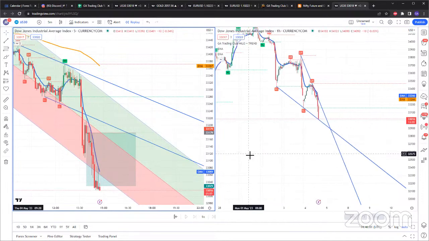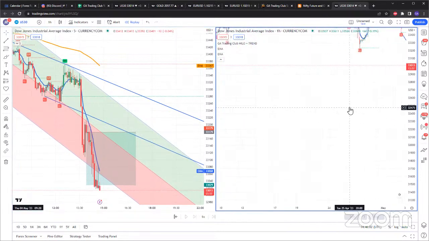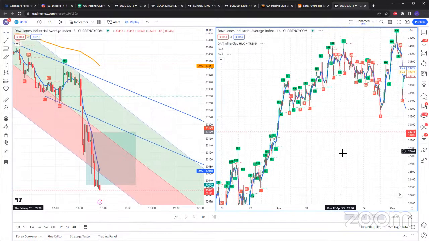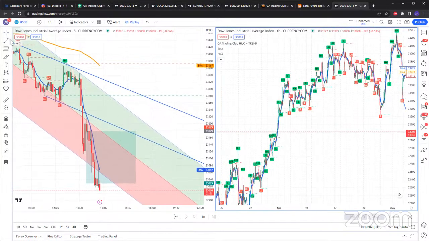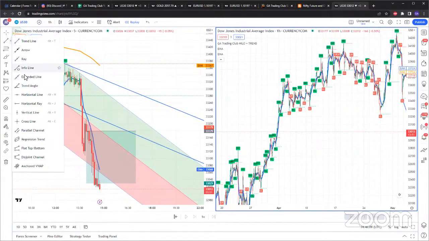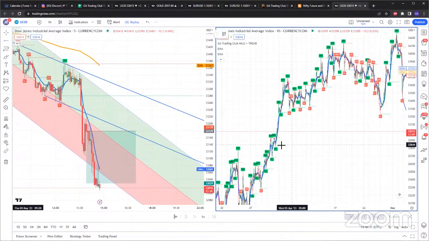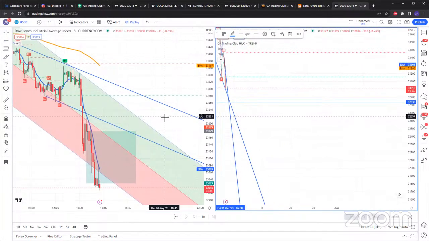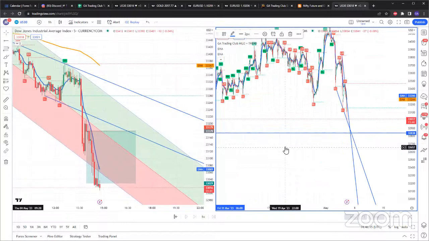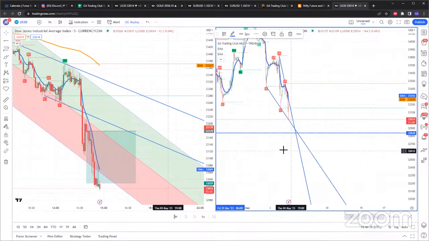I still expect it to go to 29,000. But in the short term, what I used to do is look at structure. If I look at structure right here, automatically I see the next zone that's here. So the next zone is 32,838. So I do expect US 30 to go down to 32,838 today.